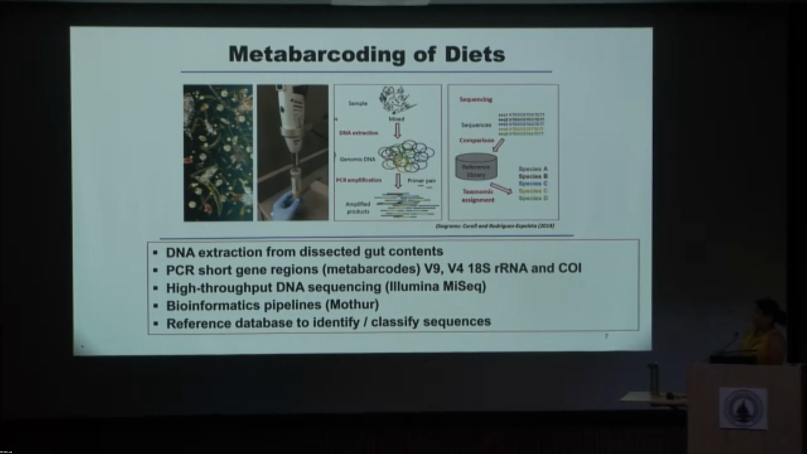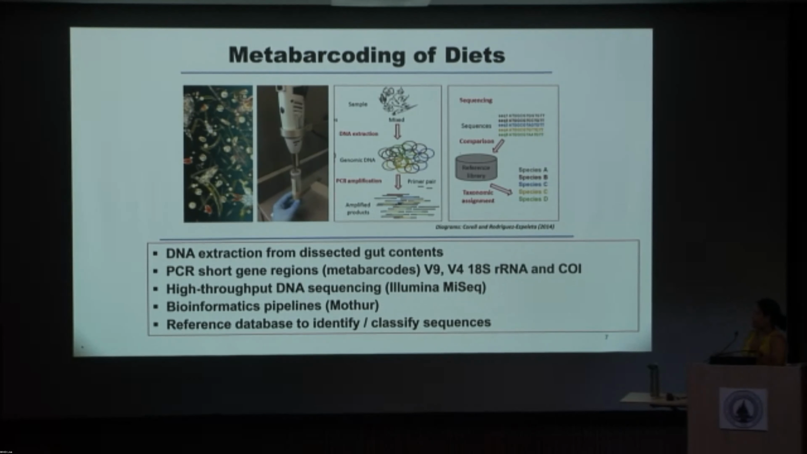And once we obtain millions and millions of sequences, we use bioinformatic pipelines. In our case, we use Mothur for all of our markers. And during these pipelines, we use the reference database that allows us to identify and classify these sequences.